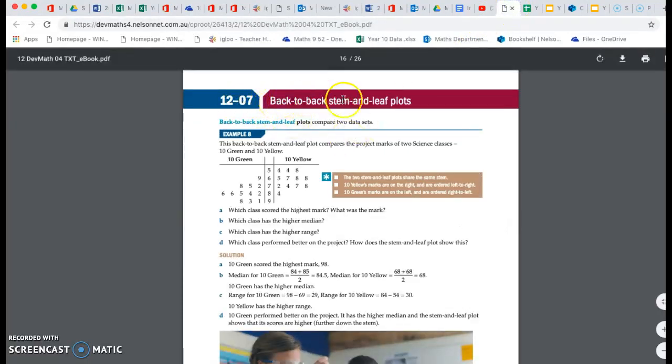So 1207, back-to-back stem and leaf plots. A back-to-back stem and leaf plot compares 2 data sets. So for example 8, they're comparing 10 green with 10 yellow, the project marks. We have our stem down here. Yellow is across one side, green the other. But the leaves are important because they need to be organised in numerical order. Again, all of this will need to go into your reference book.